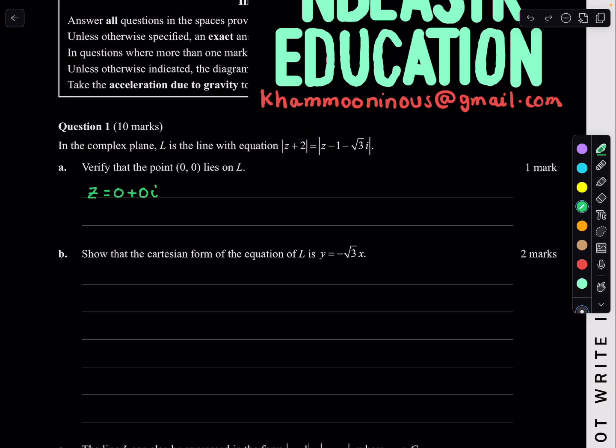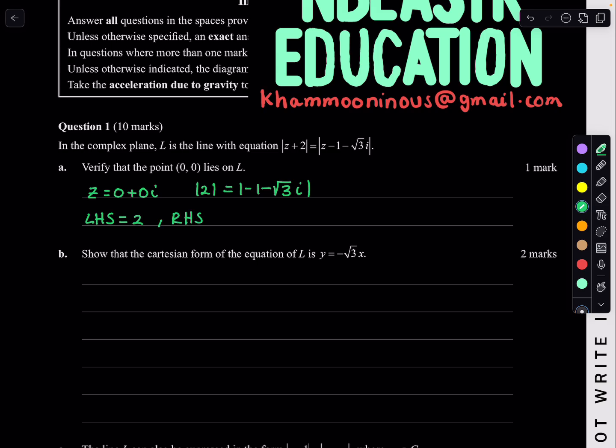So what we can say is this. Putting this in there, it's basically the absolute value of 2 is equal to the absolute value of -1 minus root 3i. So if you sub this into this equation, we're going to look at the left-hand side and also the right-hand side, and hopefully they're equal. The left-hand side is the absolute value of 2? It's just 2. What about the right-hand side?